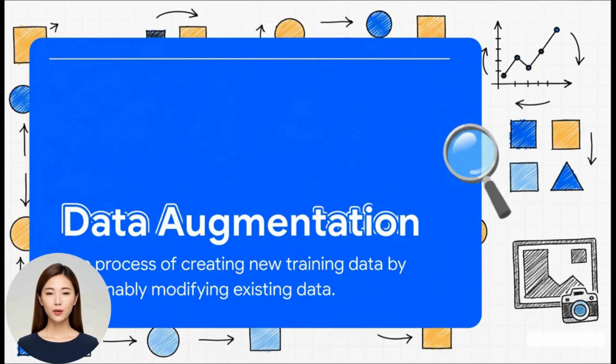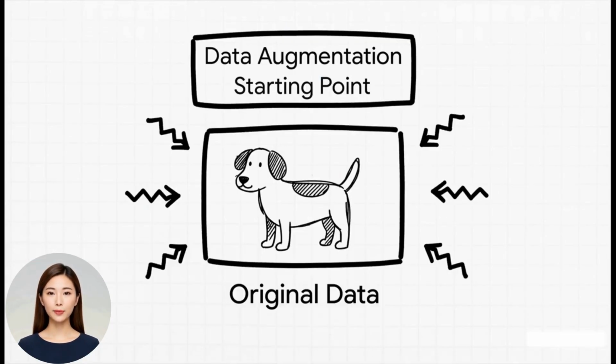But what if you can't just go out and find more data? It can be expensive or time-consuming or just plain impossible. Well, that's where data augmentation comes to the rescue. It's a fantastic trick where you create new training data by making small, realistic tweaks to the data you already have. Let's see exactly how this works.